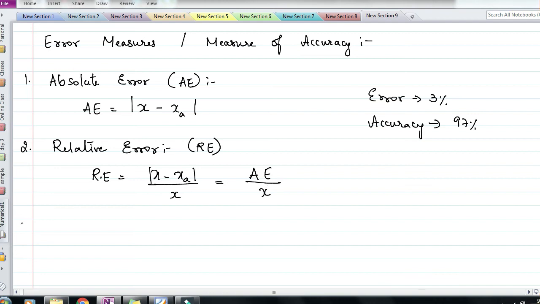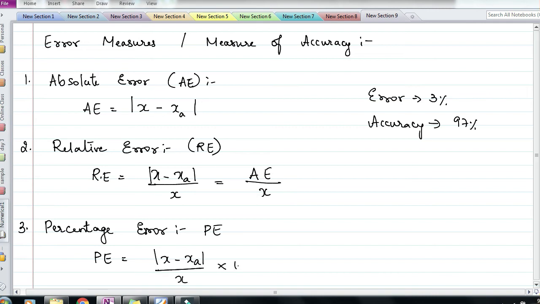So the next one is percentage error. Percentage error is absolute error divided by the actual value, and we calculate the percentage of this. This is the formula for percentage error. If you observe, this is the same as relative error into 100. So these are the three measures of errors.